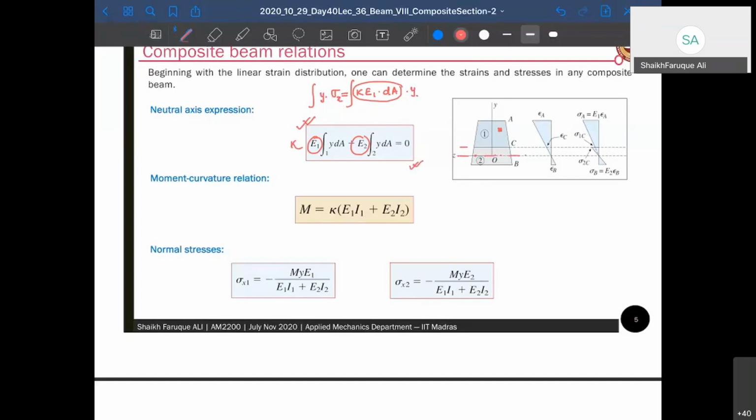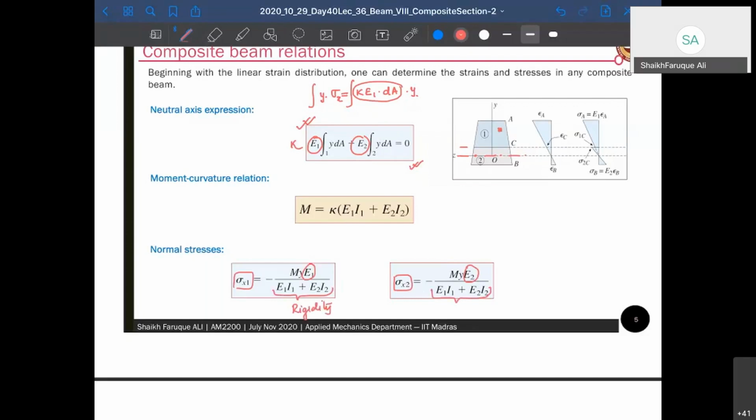This is what we saw in the last class, and we also saw that the stresses developed in the materials are in the ratio of their elastic modulus, right? And at the bottom, that's the total rigidity of the material cross section. This is rigidity. We discussed these things in the last class.